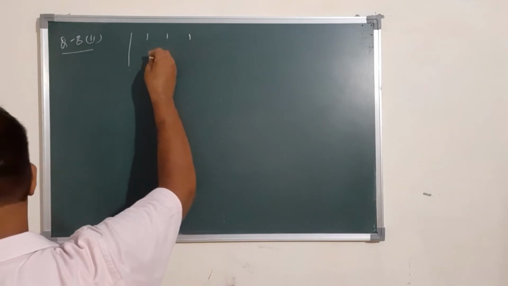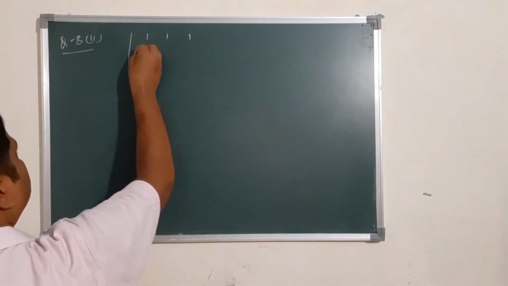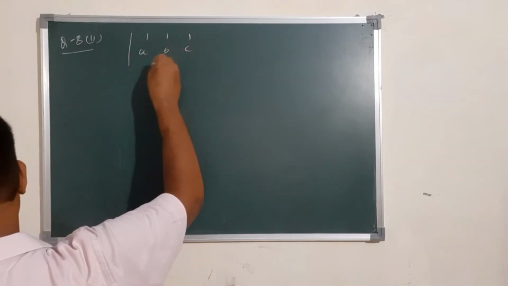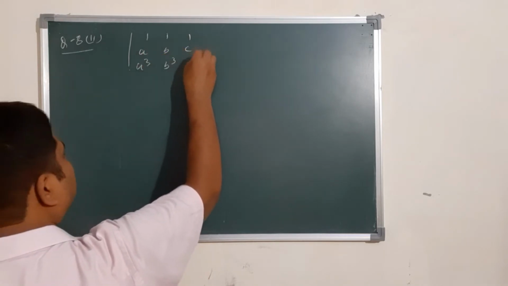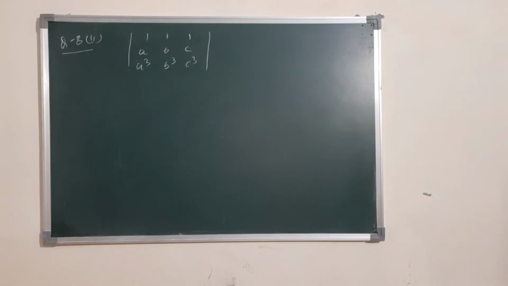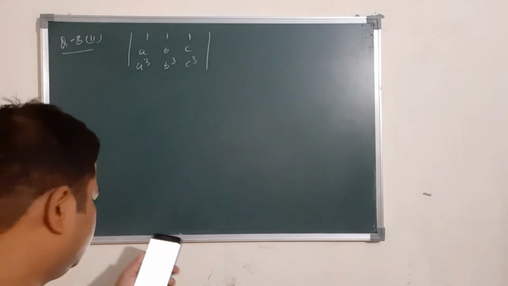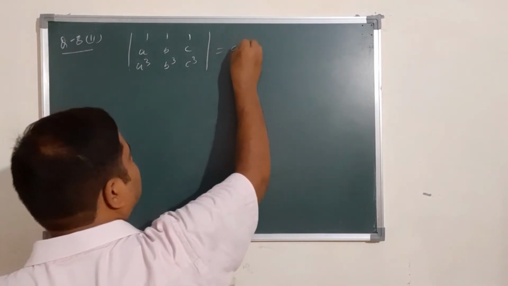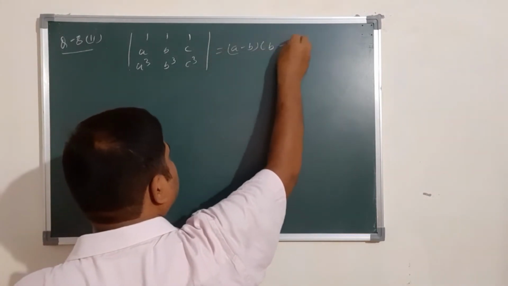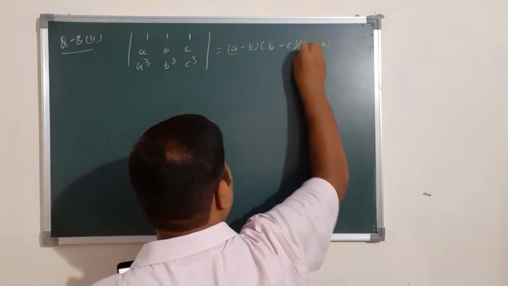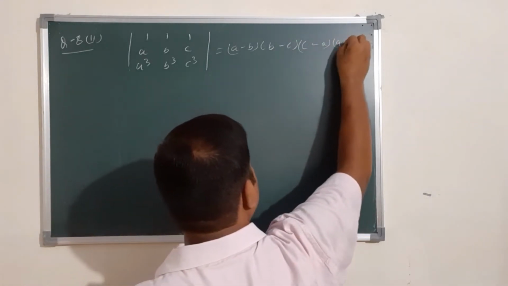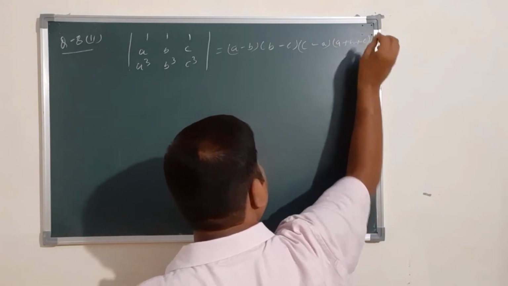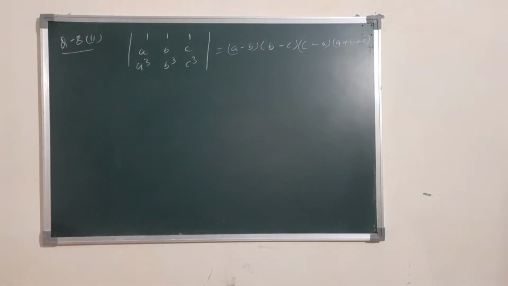The determinant with rows 1 A A cube, 1 B B cube and 1 C C cube. Okay. Now see, in this question we have to show this is equal to (A minus B)(B minus C)(C minus A), and within another bracket (A plus B plus C).